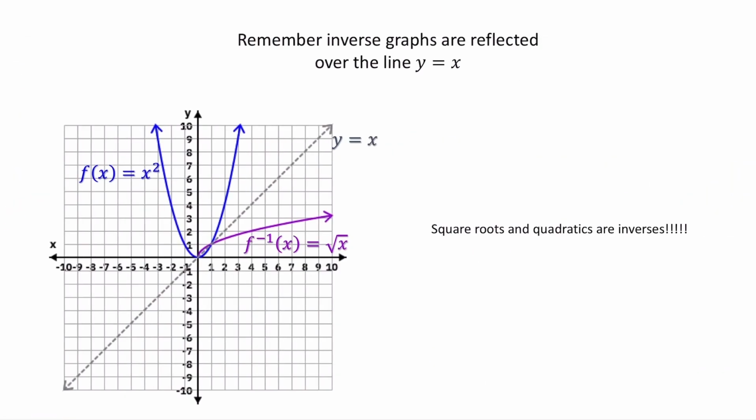So remember that inverse graphs are reflected over the line y equals x. So remember that square roots and quadratics are inverses. So you can see that this line y equals x in gray, that the inverse functions are reflected over that line.